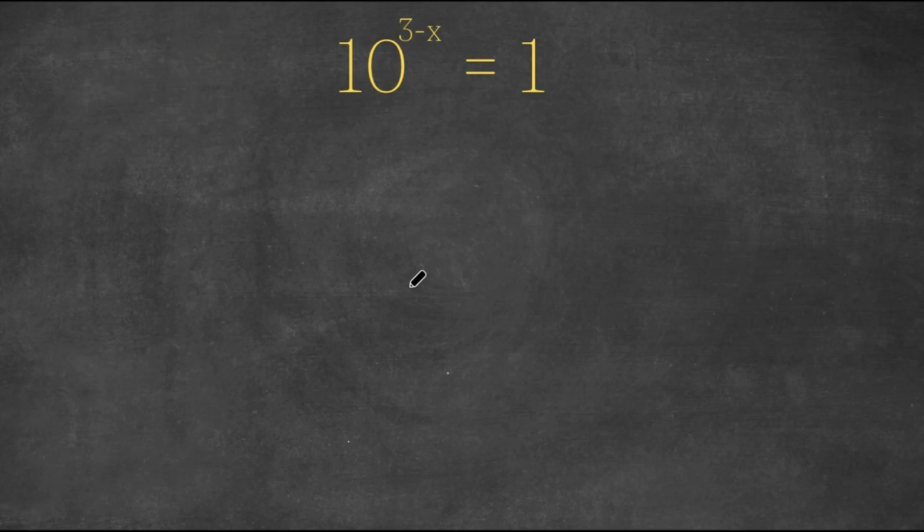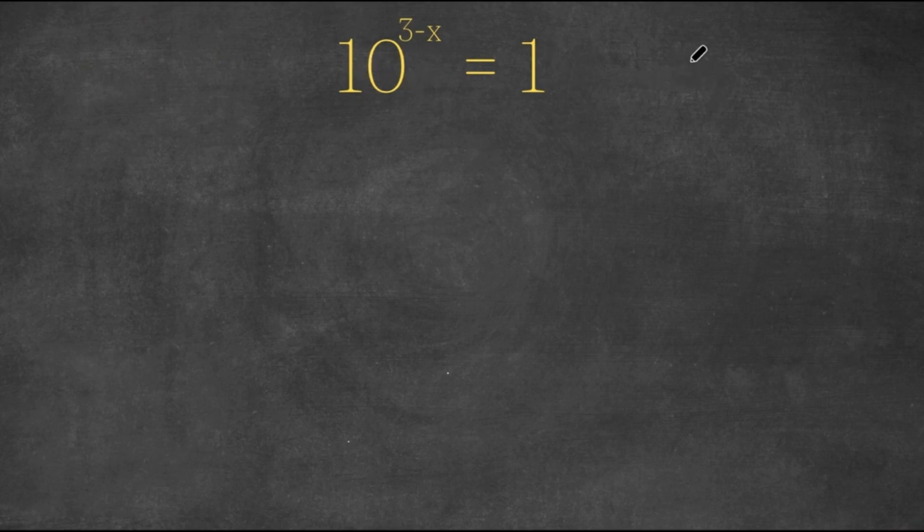In today's video, I'm going to be teaching you guys how to solve this exponential equation. So we have 10 to the power of 3 minus x equals 1. Whenever we're solving exponential equations similar to this one, we always want to make sure that our bases, in this case 10 and 1, are the same.